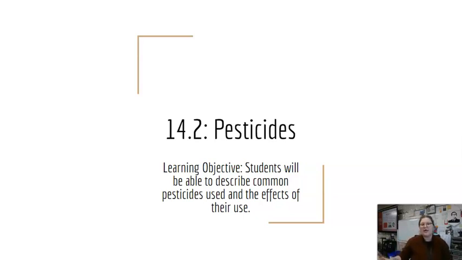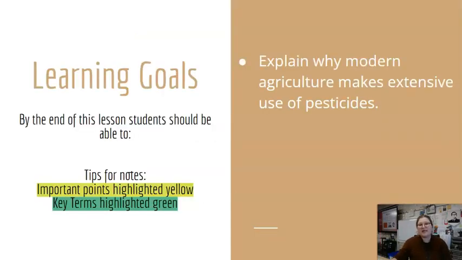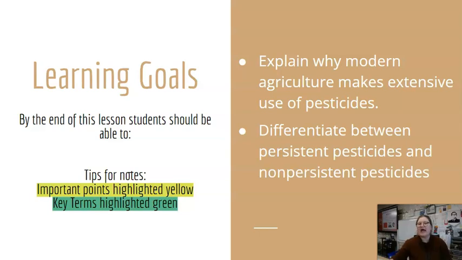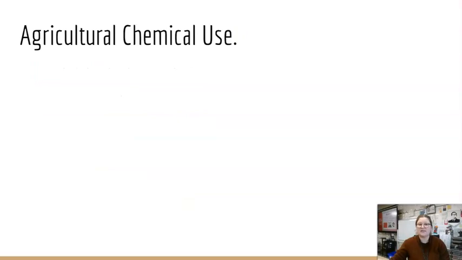with pesticides. So the learning goal here is that you'll be able to describe common pesticide use and the effects of their use. By the end of this lesson, you should be able to explain why modern agriculture makes extensive use of pesticides, and then also differentiate between persistent pesticides and non-persistent pesticides.